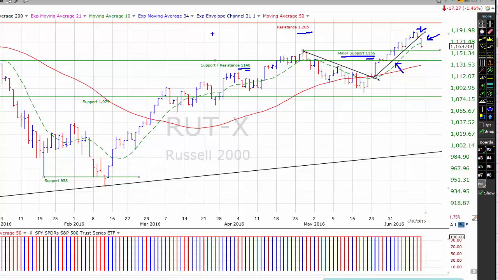If we can't hold that minor support area, which it wouldn't surprise me to undercut, we'll see if we can hold more significant support down in the 1140 range. See what the NASDAQ Composite's up to.